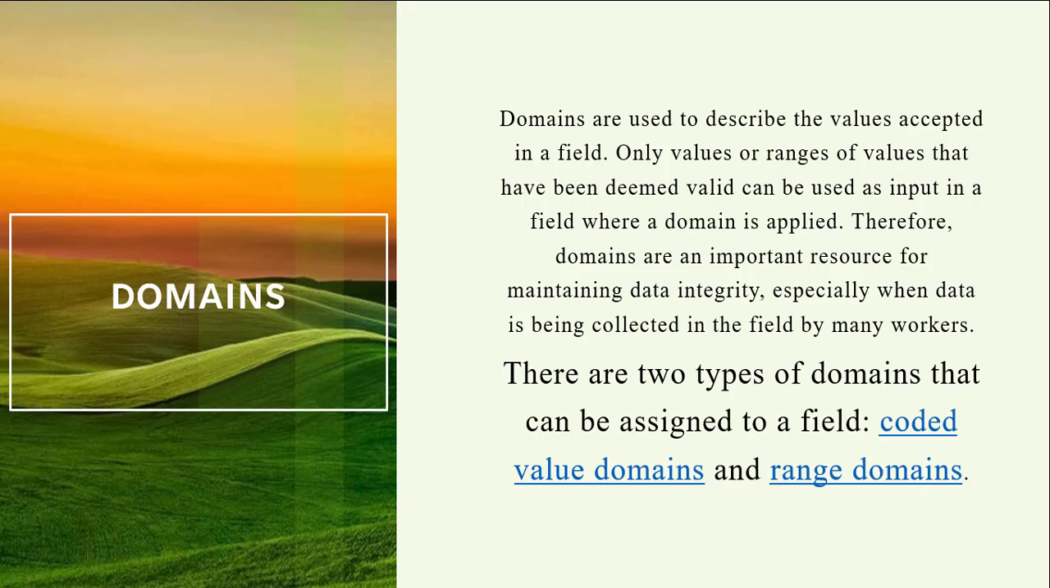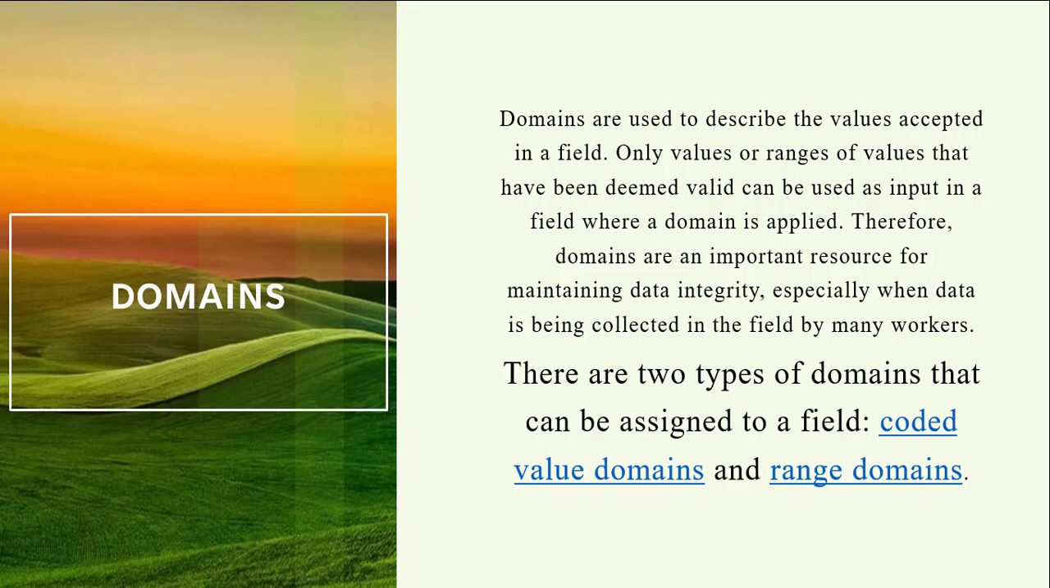Domains itself now. What is a domain? Domains are used to describe the values accepted in a field. Only values or ranges of values that have been deemed valid can be used as input in a field where a domain is applied. Therefore, domains are an important resource for maintaining data integrity, especially when data is being collected in the field by many workers.